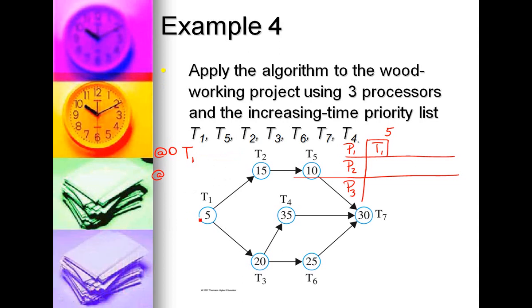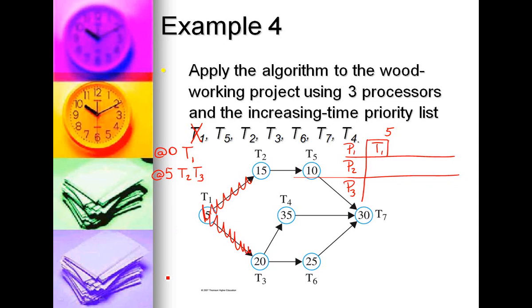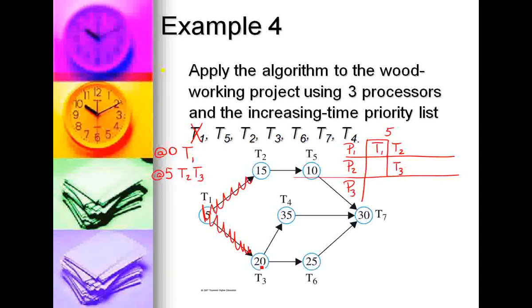So at the 5-minute time slot, T1 is complete. So that makes T2 and T3 ready. Since you have a choice, you look at your priority list. Our highest priority is T2. So we put T2 in P1, which is our lowest number processor. And then we put T3 in processor 2.